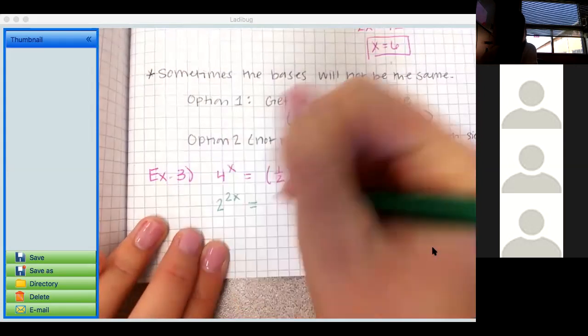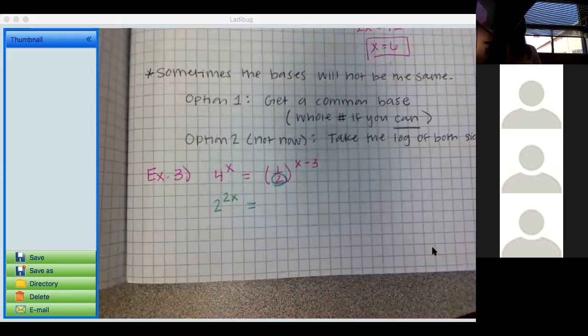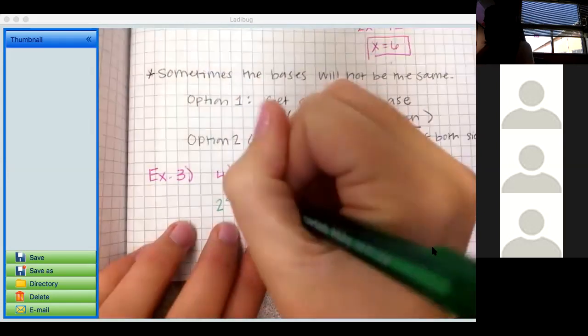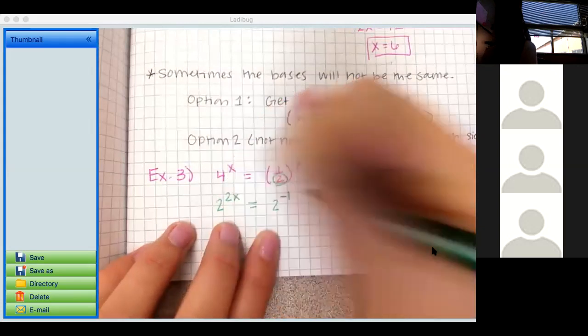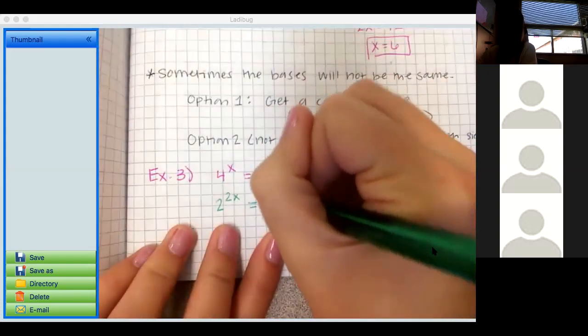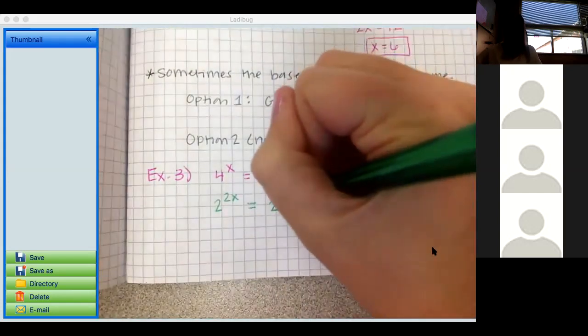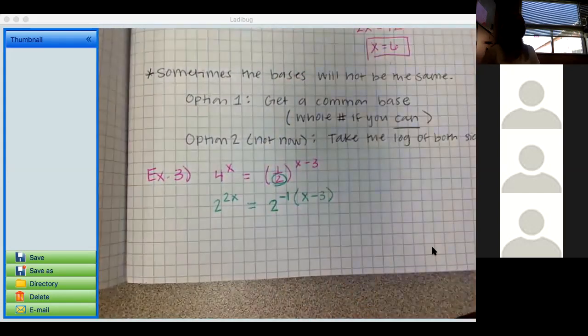Now I'm thinking this is why Grace said 2. Do y'all see how 2's in the denominator? If it's in the denominator, then what did I raise it to? Negative what? Good. 2 to the -1. That's my common base, the 2. And then we already had x minus 3. Why did I put the x minus 3 in parentheses? It's 2 different terms being multiplied by the -1. Very good. That's how you get a common base.